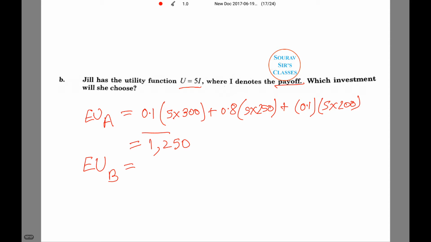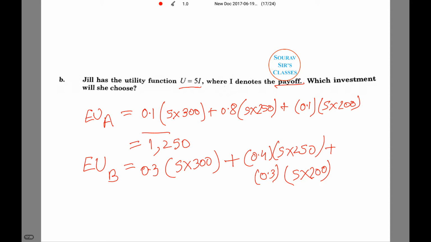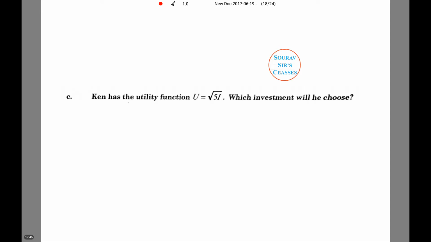Similarly, we calculate for investment B. EU B equals 0.3 times 5 times 300 plus 0.4 times 5 times 250 plus 0.3 times 5 times 200. On calculation, we find that it is equal to the previous one, which is 1250. Since both investments have the same expected utility, Jill will be indifferent between investment A and investment B.